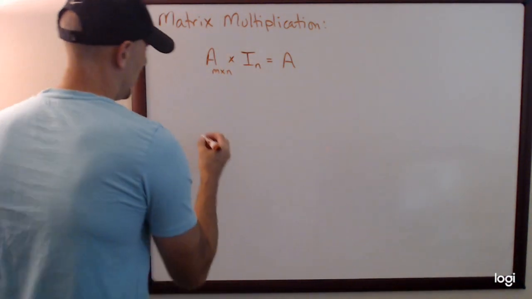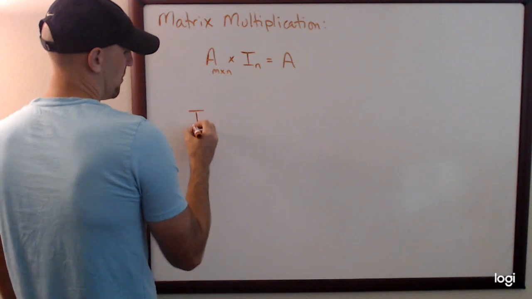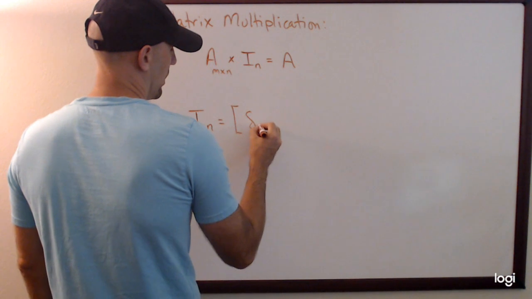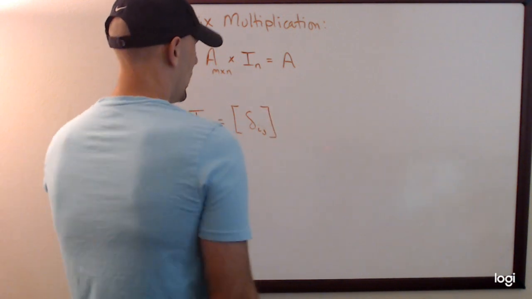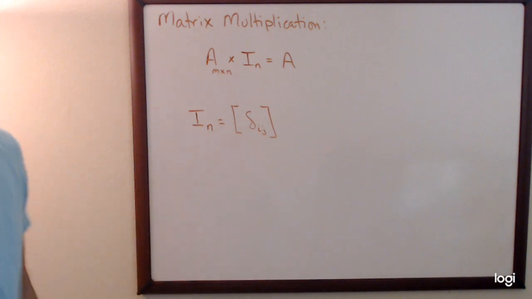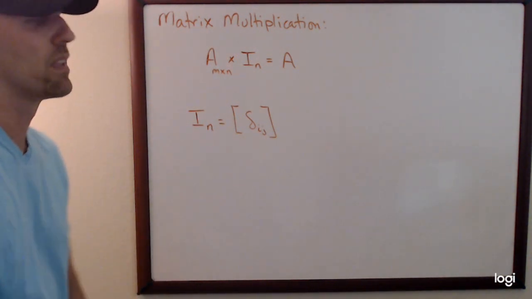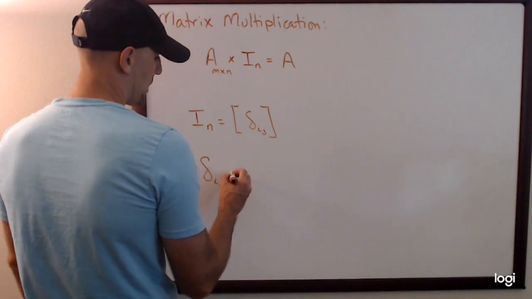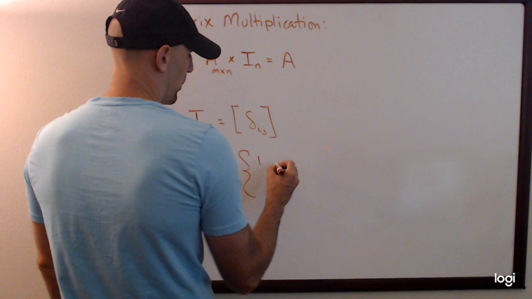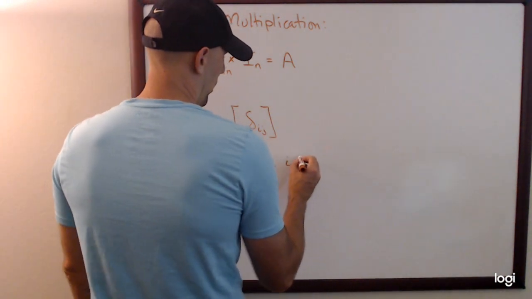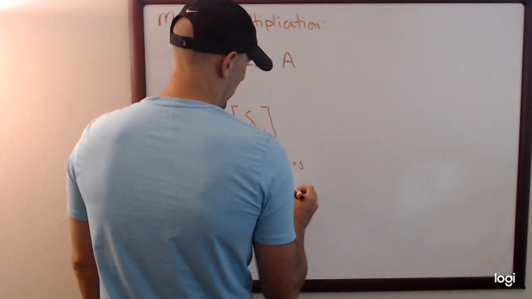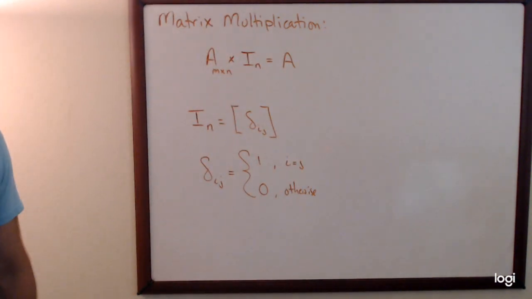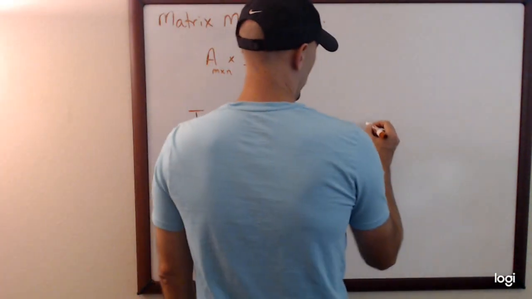I sub n, it's defined this way. This is called the Kronecker delta. Ugh, I hate that terminology. Okay? But this is defined as delta sub i j is equal to 1 when i is equal to j and 0 otherwise. This is a very convoluted way of explaining what this thing looks like. Let me show you an example.